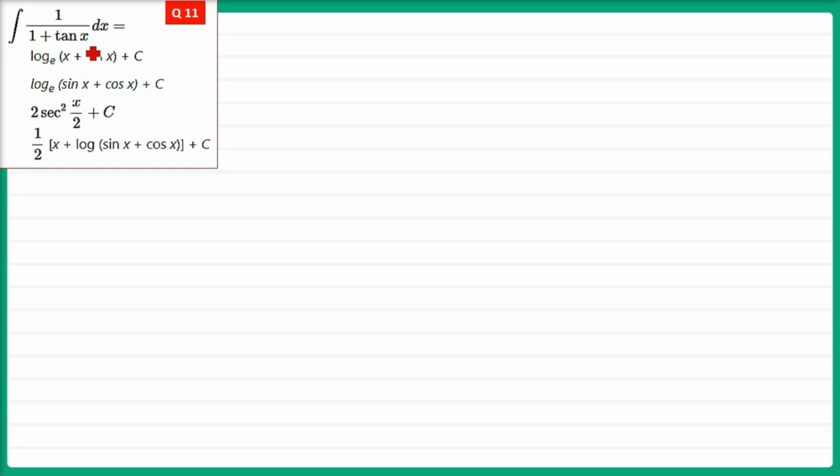1 by 1 plus tan x. So this question has already been done in integration. If you just go back and see the exercises from 1 to 32, you'll find this question already done, but we'll do it here just to recall. tan x will be sin x by cos x. So 1 plus sin x by cos x will come. Now take this, I'm doing the denominator.